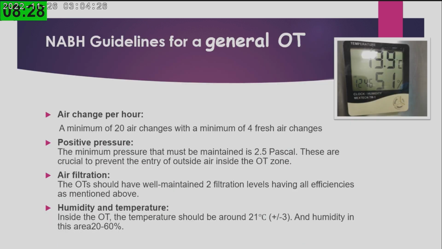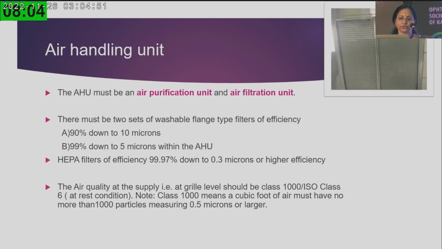So these are the NABH guidelines for a general OT, under which the Ophthal OT also comes. There should be a minimum of 20 air changes with a minimum of 4 fresh air changes, and a positive pressure of minimum 2.5 pascals is maintained to prevent the entry of outside air into the OT. Then air filtration has to be done, and humidity and temperature have to be maintained at the recommended levels.